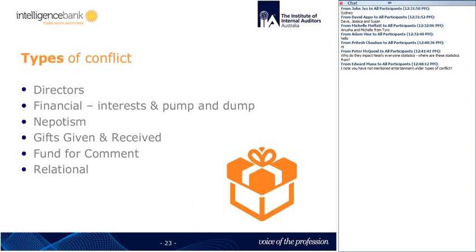Another thing that comes up is fund for comment. This happens in the medical profession quite frequently, where pharmaceutical companies give grants to researchers to write favorable reports about a certain drug or a new piece of technology. And then lastly, there's relational. It's similar to nepotism, but it's more about relationships with businesses, and just hiring your mates, for instance, is something that happens all the time without having the proper quotation capability as well.